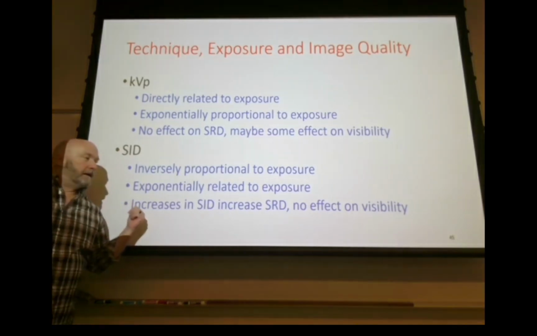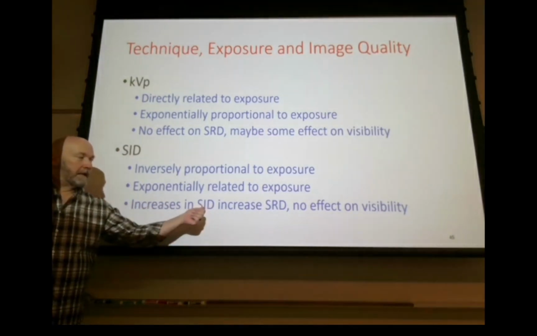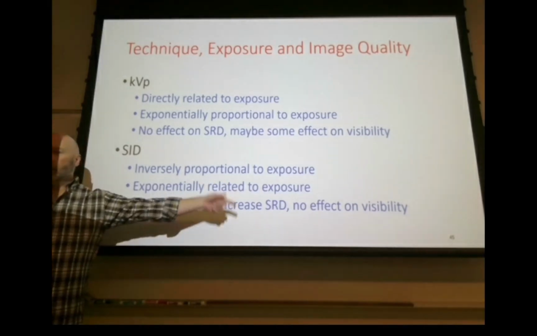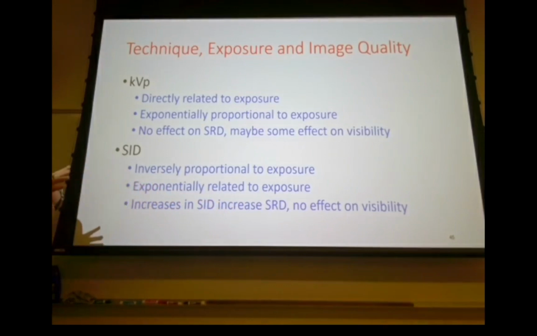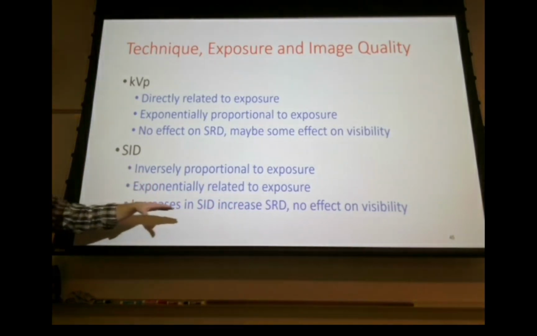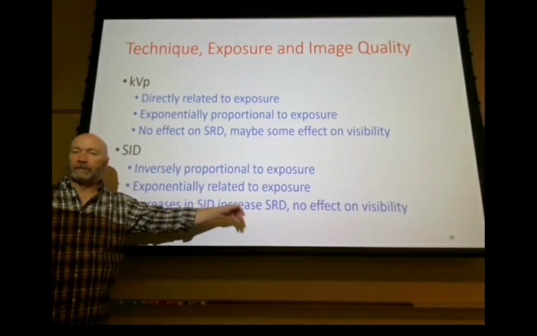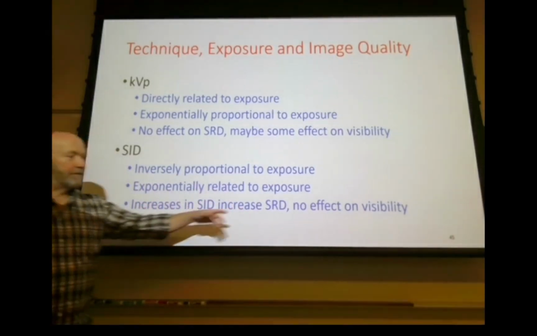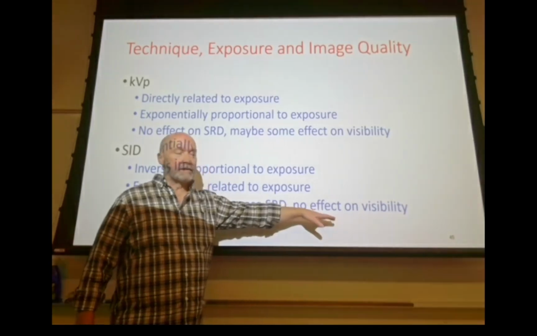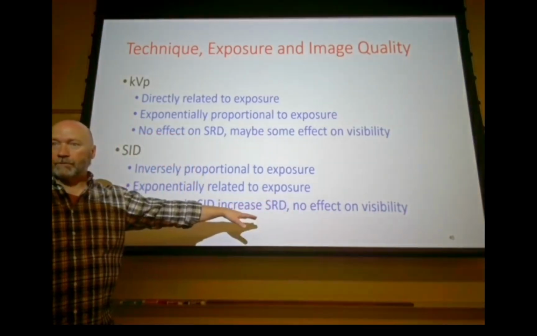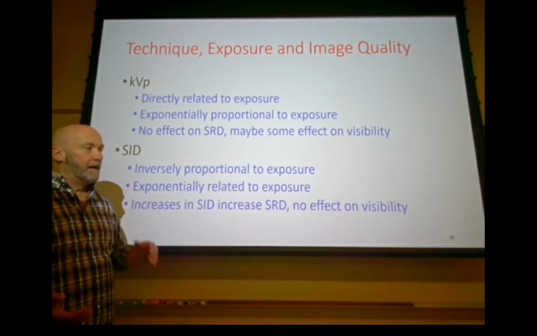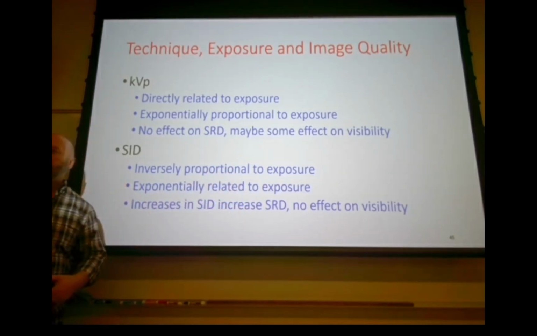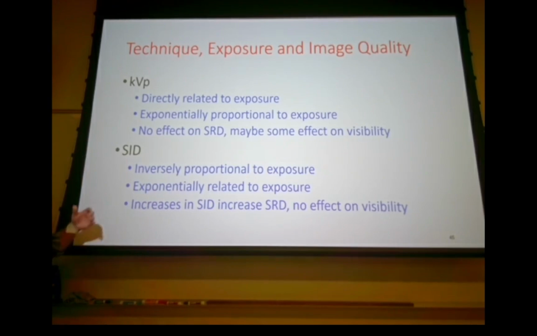And then what we use SID for is to reintroduce sharpness or recorded detail whenever we have an increase in OID. So we increase OID, we increase SID to reintroduce sharpness or recorded detail. So where it doesn't really have any effect on visibility functions, it does have an effect on sharpness or recorded detail. And we're going to talk about that when we get into magnification and how to mitigate some of the loss of sharpness or recorded detail with the use of SID.